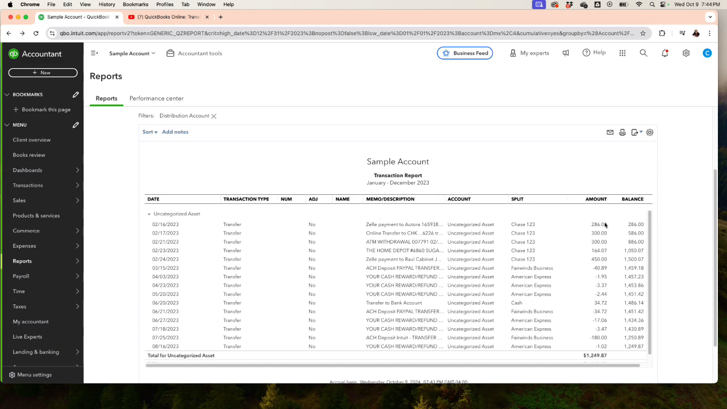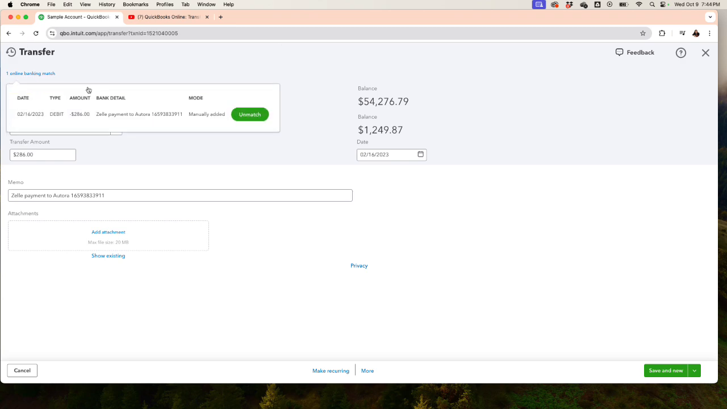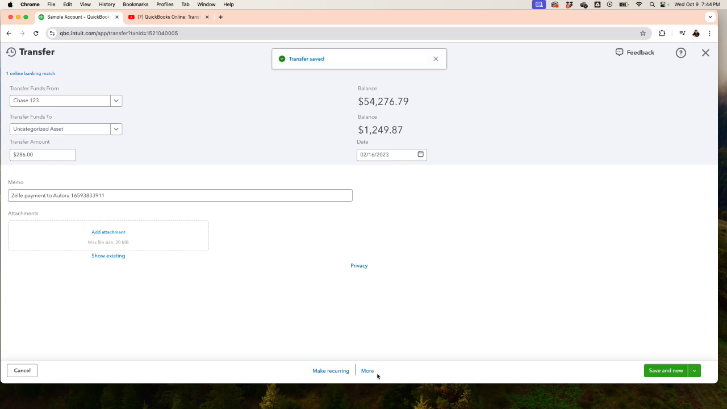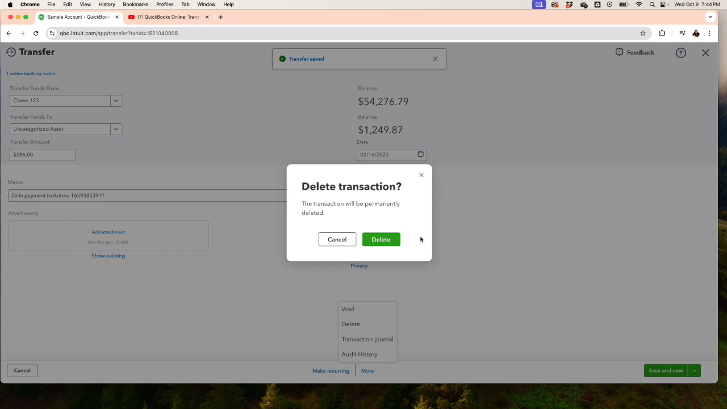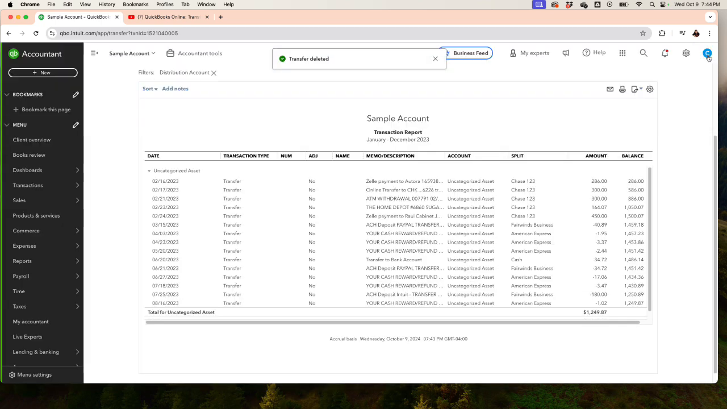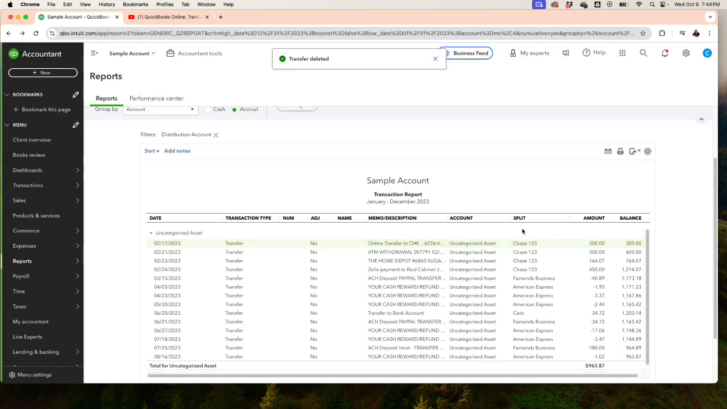So we have a few of those, so we're going to unmatch, click on more, delete. Okay, so I'm taking this. Remember, I am not deleting the transaction. When I unmatch the transaction, I'm actually bringing it from categorized back to for review. So I'm not deleting the transaction. I'm just bringing it back to for review and deleting that incorrect categorization.